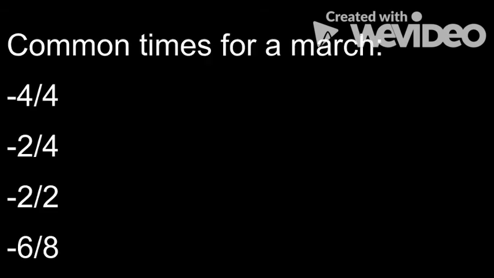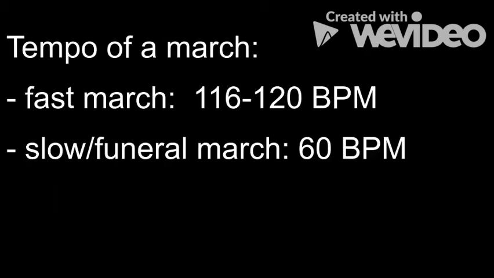The first step to composing a march is to choose the appropriate time signature and tempo. The most common time signatures used for this genre are 4/4, 2/4, 2/2, and 6/8. Tempo is often between 116 to 120 beats per minute for quick marches, and 60 for slow, funeral marches. This is to match the music with the pace of soldiers while marching.